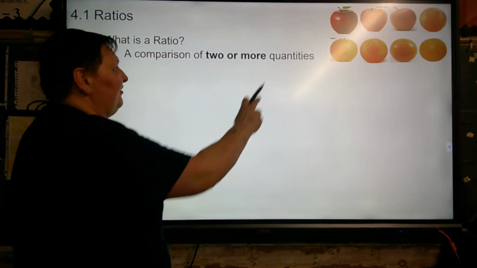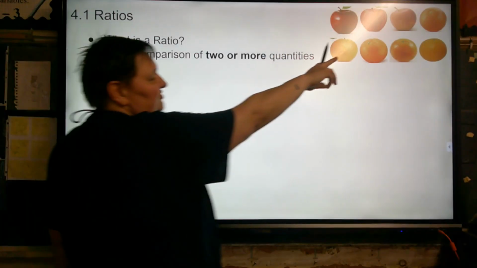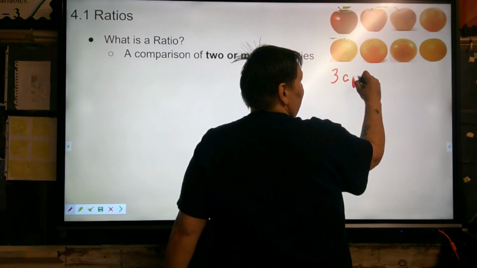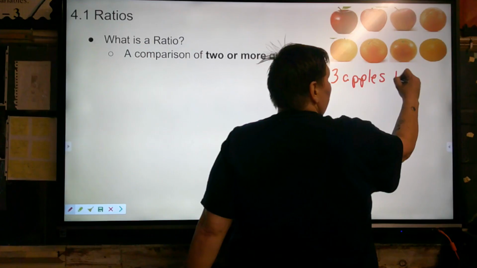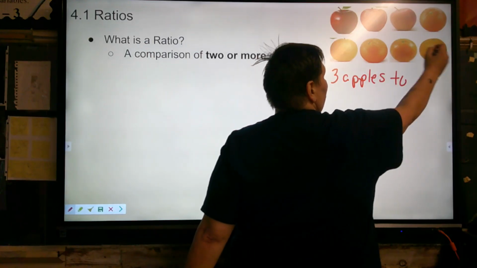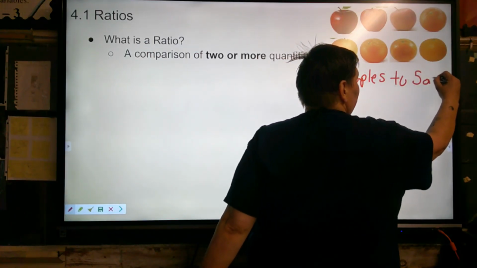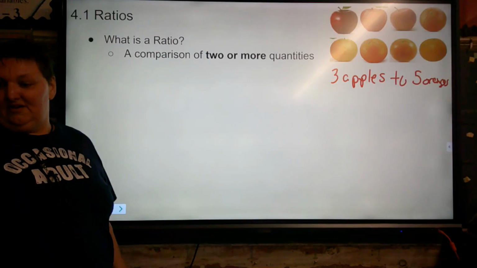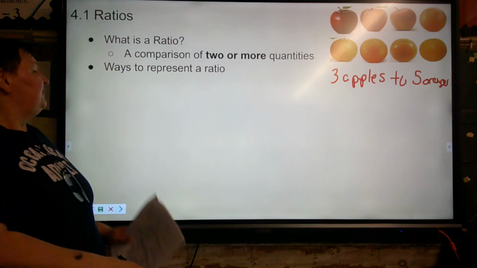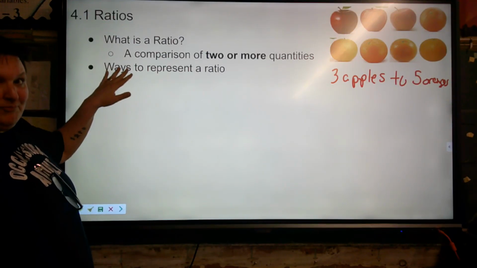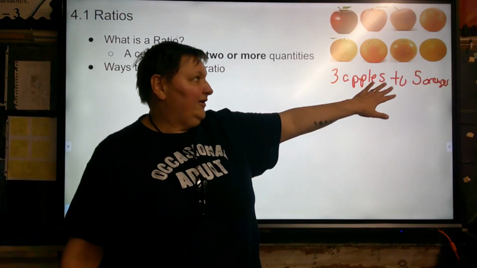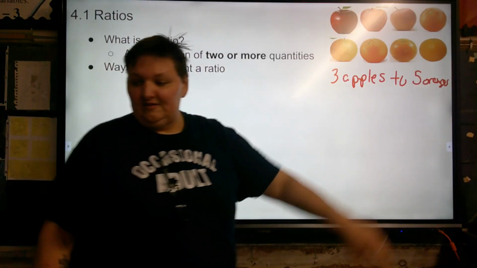So, for example, if I wanted to know the ratio of apples to oranges, it would be 1, 2, 3 apples to 1, 2, 3, 4, 5 oranges. That's the ratio. 3 apples to 5 oranges. There are different ways you can represent a ratio. This is one of them. You could literally put 3 apples to 5 oranges, right?